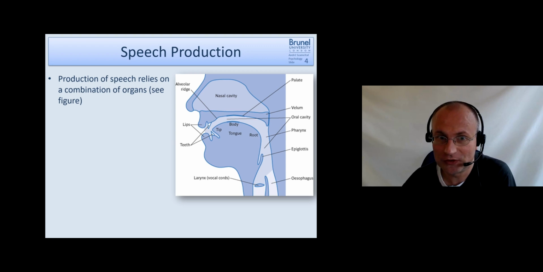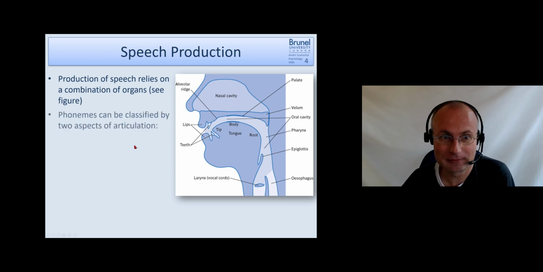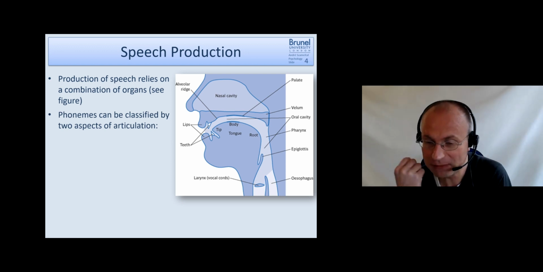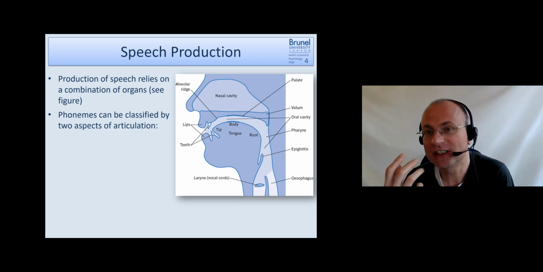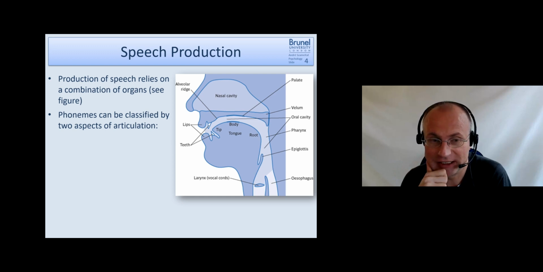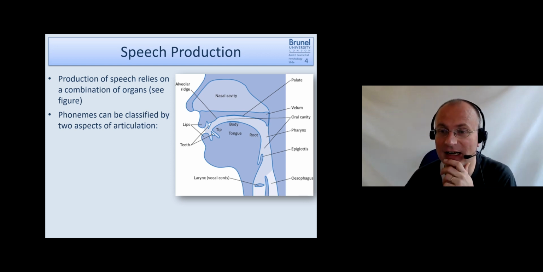When we produce speech, we use a combination of organs, which we see here in the figure. So we have the larynx, the vocal cords, then the pharynx here, the back of the throat, the palate, we use the tongue, we have the teeth, we use the lips, and things like that. And when we have phonemes, if you remember the first part, so the smallest acoustical units which bring about a change in meaning, then these phonemes can be classified by two aspects in the way they are articulated.